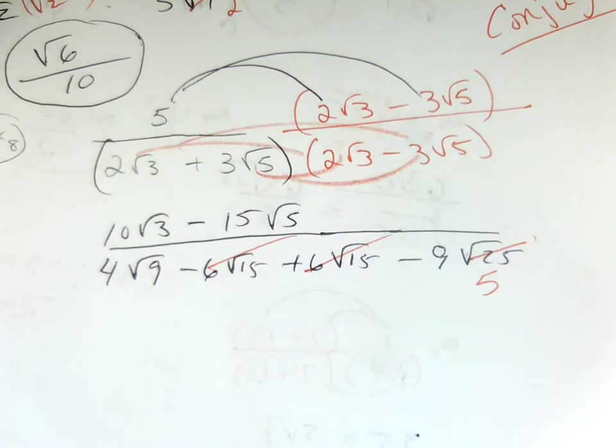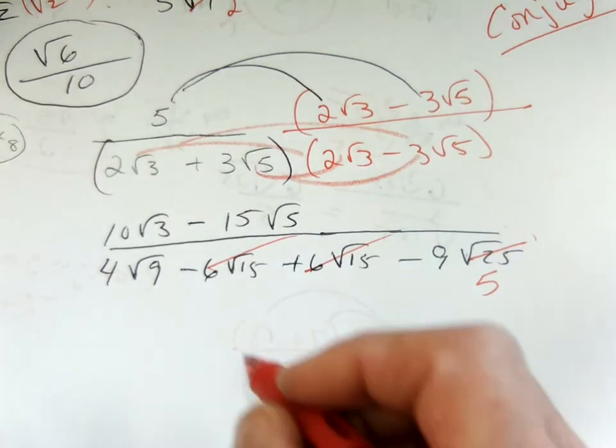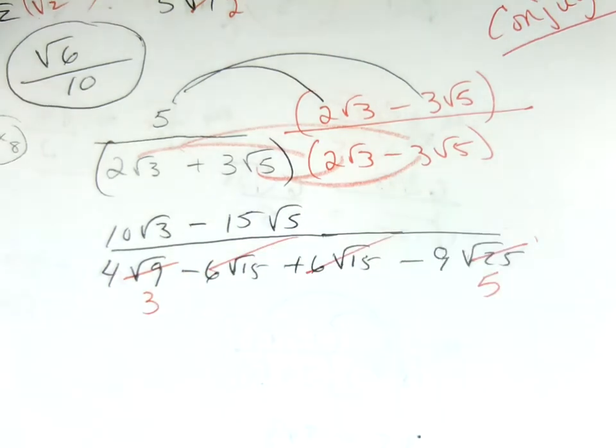Okay, now, oh, I see one more thing. Do you guys see one more thing? Square root of 9. Which is what? 3. Now, before I fix it and tidy it up, are there any square roots left in the bottom anymore? They're gone. That's our goal. Our whole goal is to get rid of square roots at the bottom.